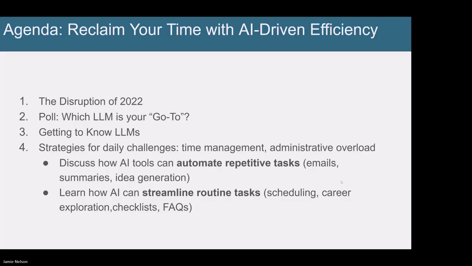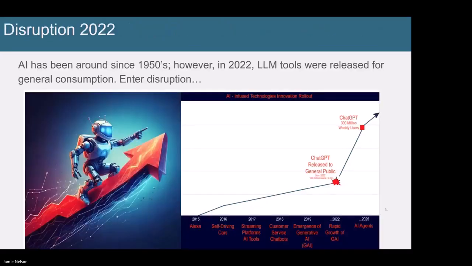Then we're going to talk about strategies for some of those daily challenges, time management, administrative overload. We're going to talk about how you can automate repetitive tasks, how you can streamline routine tasks, and we've got some examples to show you for some of these things. But first, let's talk about this disruption. Why are we even having this conversation today?